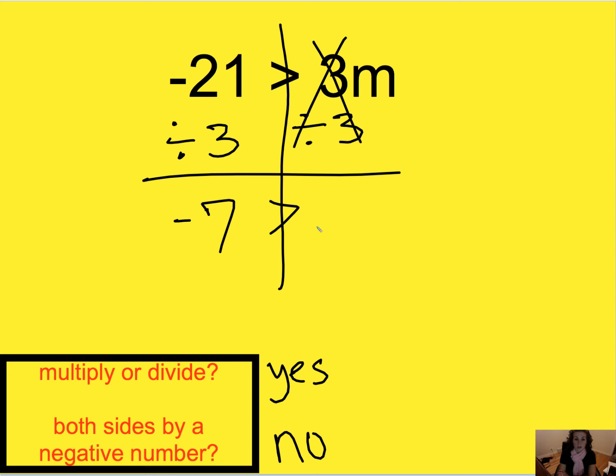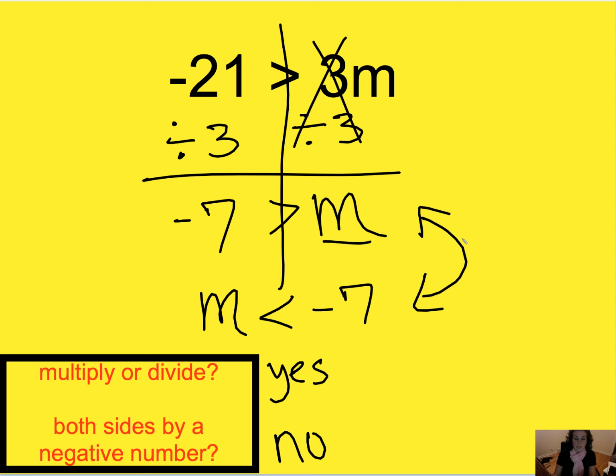The 3's cancel, bring down the m. Okay, now remember from the last video, this is a correct answer, okay? I don't want you to get confused, but what we need to do is reverse the whole sentence so that the variable is first. So I'm going to put the m over here. And then when I reverse the sentence, I have to reverse the symbol. So it's m is less than negative 7.